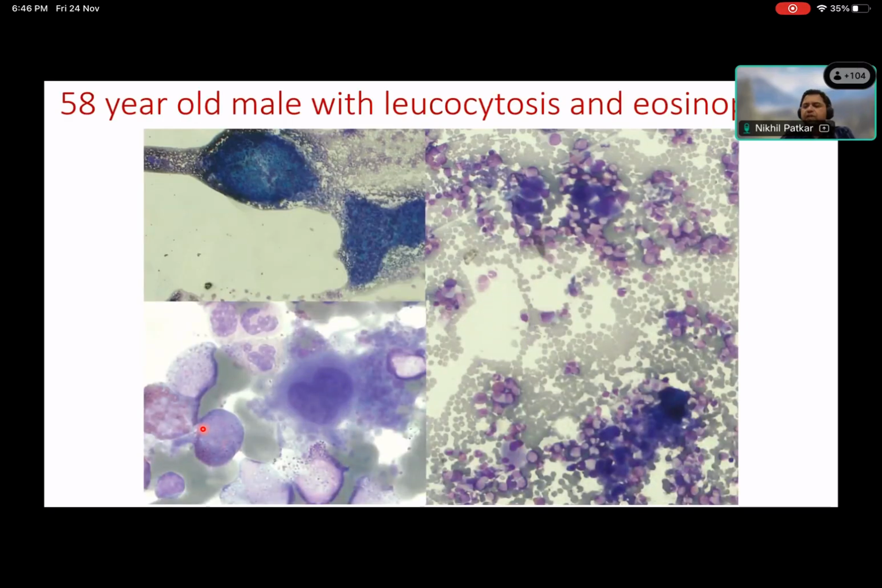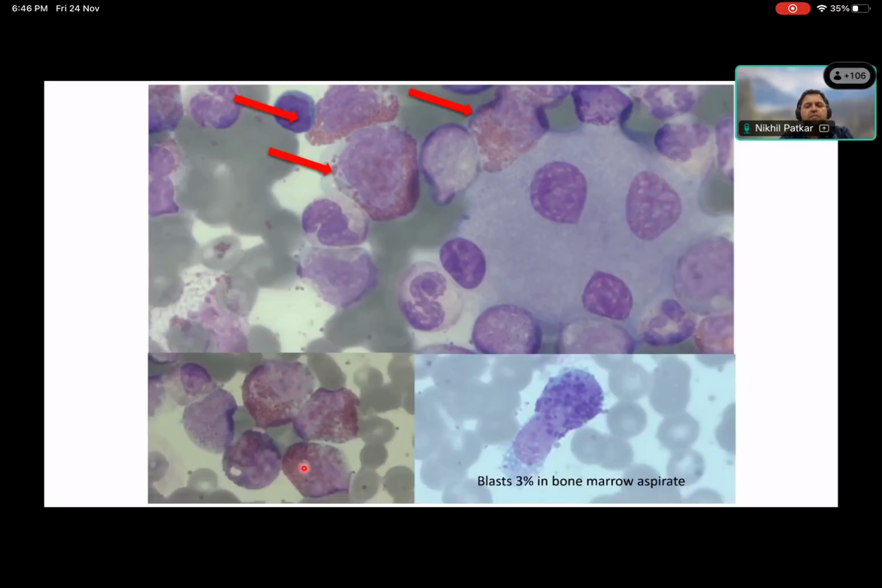So this is an example of a 58-year-old male with leukocytosis and eosinophilia. When you perform the bone marrow examination of these patients, you can see that there are abnormal megakaryocytes as well as the presence of these eosinophilic precursors. So you can see abnormal megakaryocytes here, these basophils, as well as different eosinophilic precursors.